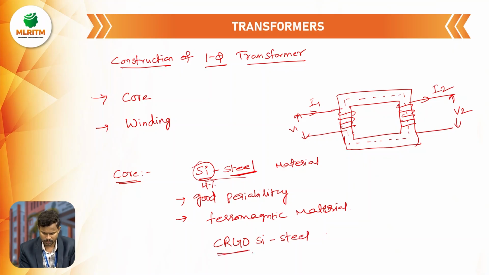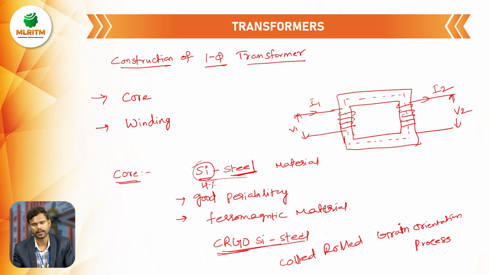What is the meaning of CRGO? Cold rolled grain orientation process. So the core material of the transformer is CRGO silica steel material.